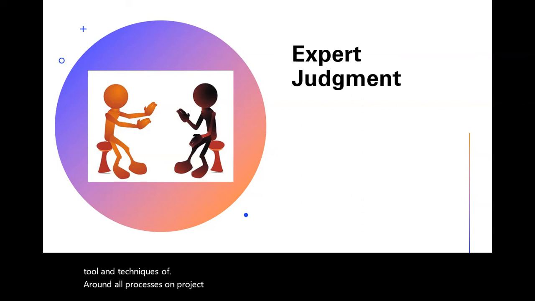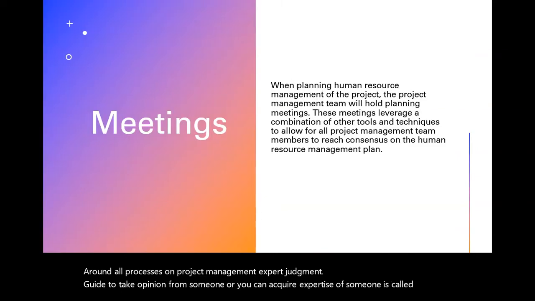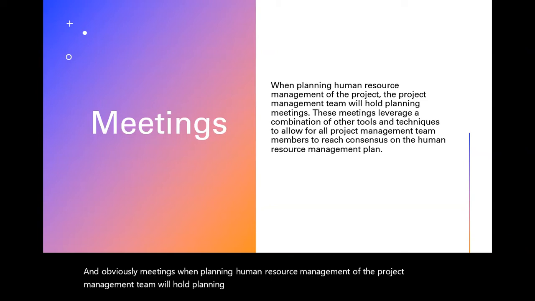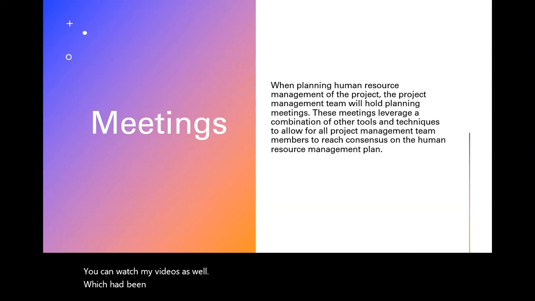Expert judgment, to take the opinion from someone, or you can acquire the expertise of someone, is called expert judgment. And obviously meetings, when planning human resource management the project management team will hold planning meetings. We have talked in detail about meetings. You can watch my videos as well, which have been uploaded to my YouTube channel.